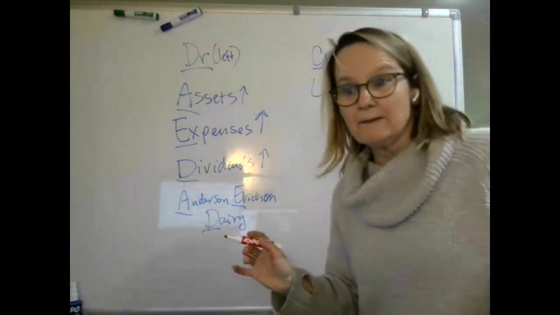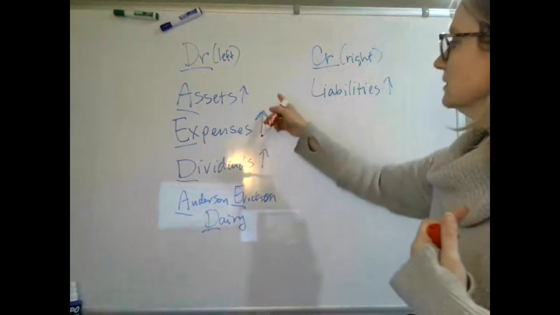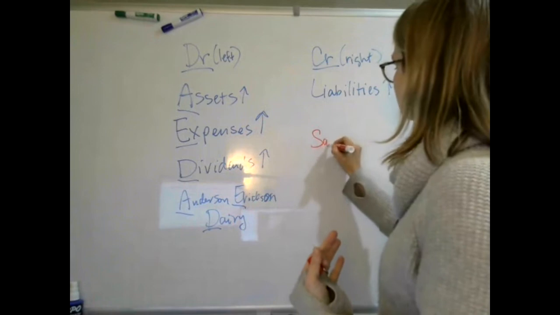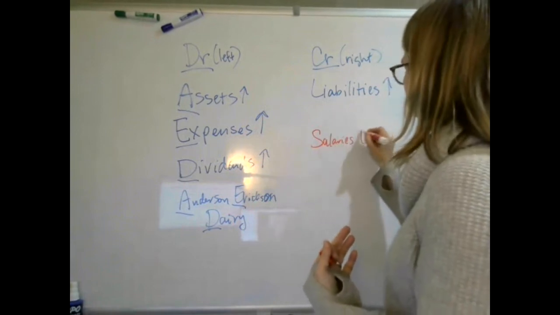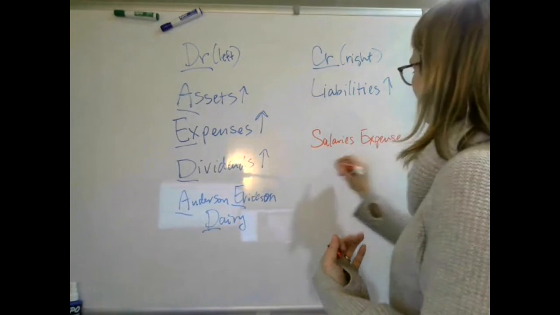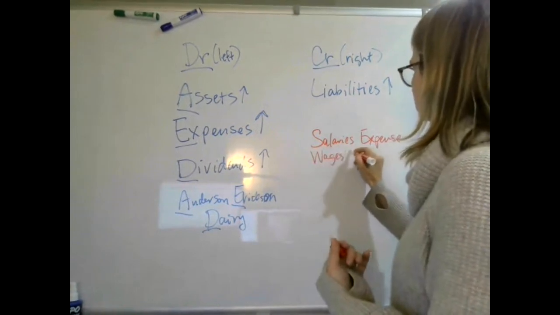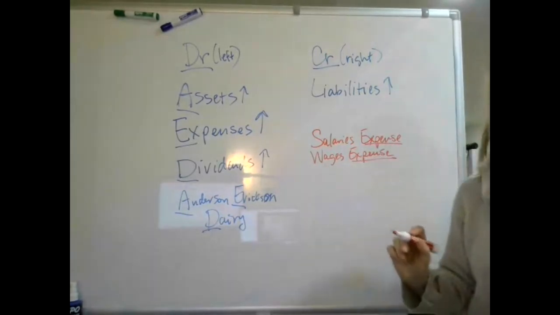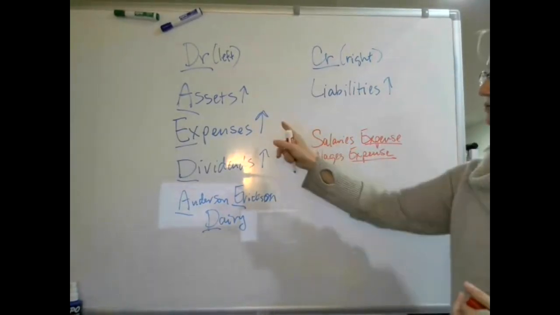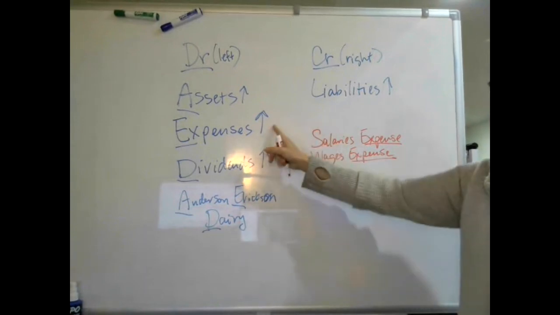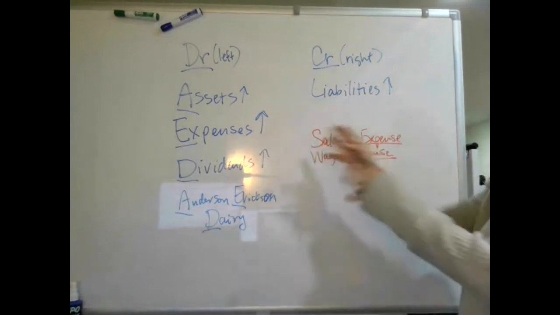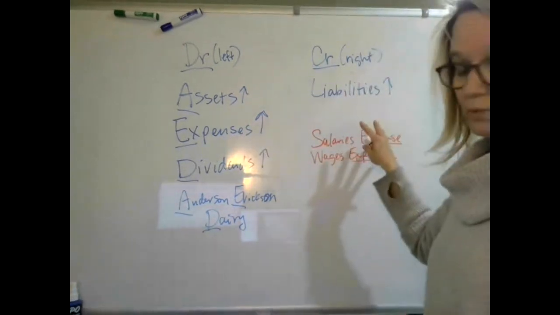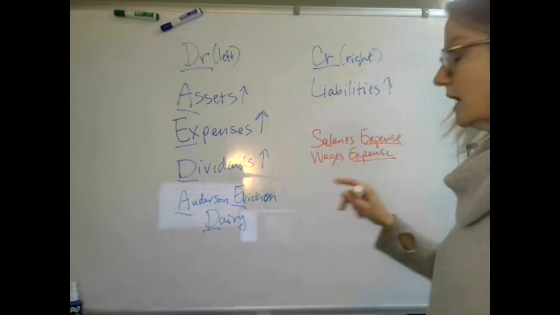So the accounts that we usually use in payroll, we use salaries expense, or wages expense. So it's got the word expense right there, so we know that if we have a salary expense, we're going to debit that account. Now we haven't talked about the other side. They've got a balance, so we're going to have to have a credit as well, but we'll talk about that.